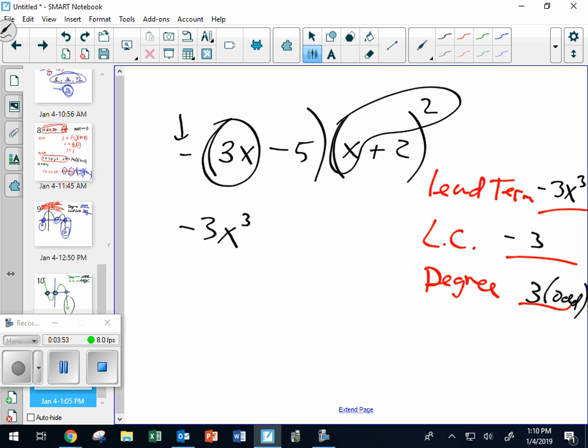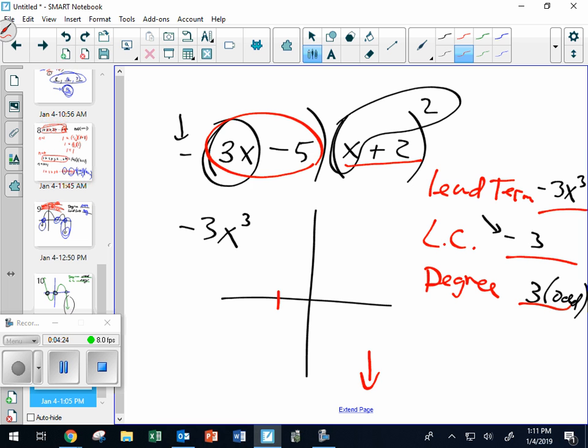Since it's odd, what does that mean about its ends, if we were going to graph it? Ends are opposite. Yes, odd means opposite direction. And last thing, is it going down on the right? How do you know? Because a negative right there tells you it's going down on the right. If you had to make a sketch of this, you probably could do a pretty decent one, because you know it goes through negative 2, and you know it bounces there. You know it goes down on the right, and this is a weird fraction root.